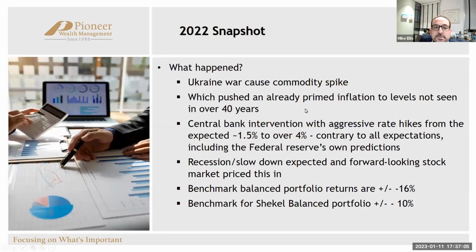Okay, 2022 snapshot. This slide has hardly changed over my last few presentations. The Ukraine war and the resulting weaponization of commodity prices pushed inflation to levels unseen in a very long time. And most importantly, and what I'll speak more about now, is the central bank intervention. So interest rates went up from 1 to 1.5% to around 4%, contrary to all expectations, including the Federal Reserve's own predictions.